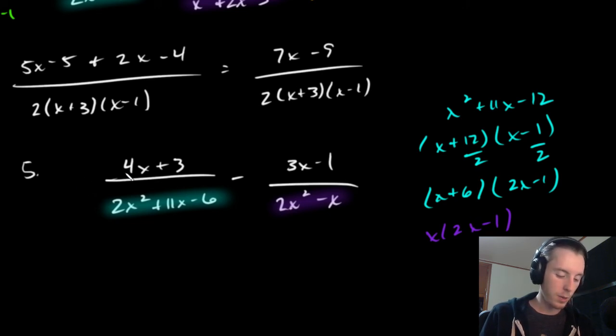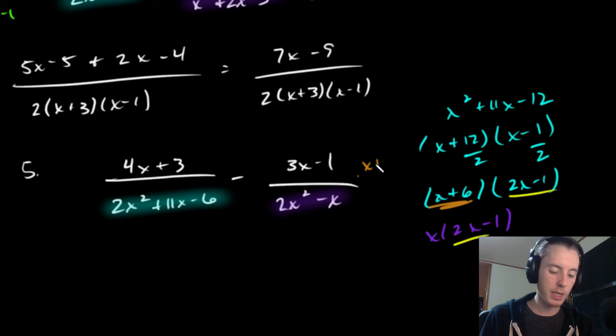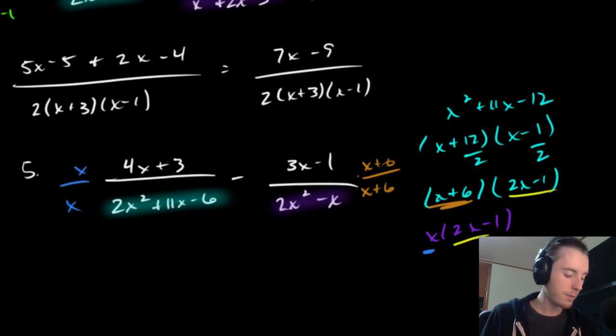That's it. So now if you look here, let's see what's shareable. They both have 2x minus 1, which is fantastic. Then the left piece has an x plus 6, so this piece needs an x plus 6. And then the right piece has an x, so the left piece needs an x. Simple as that. Now you distribute in.